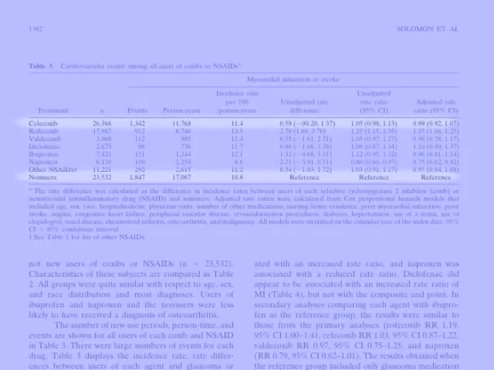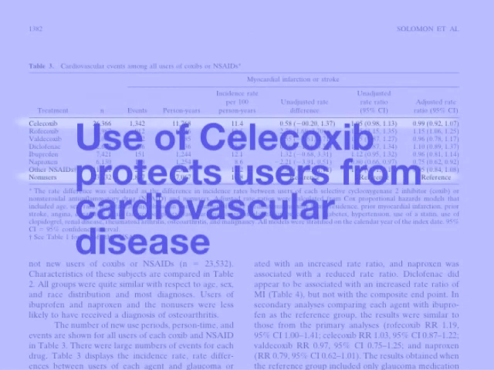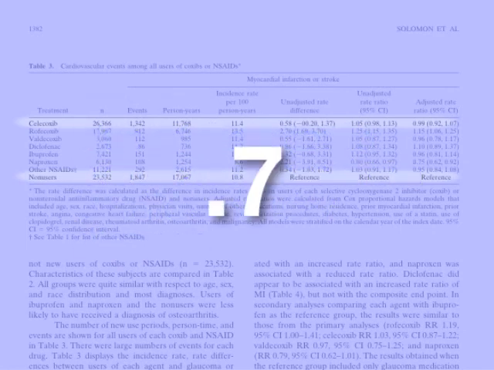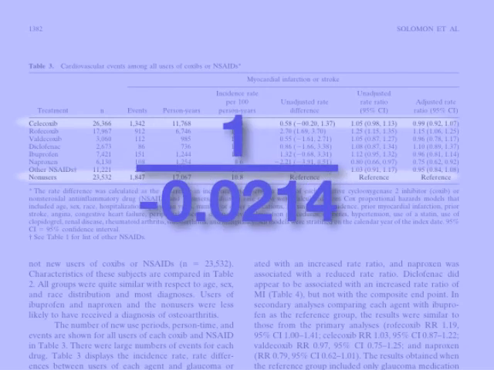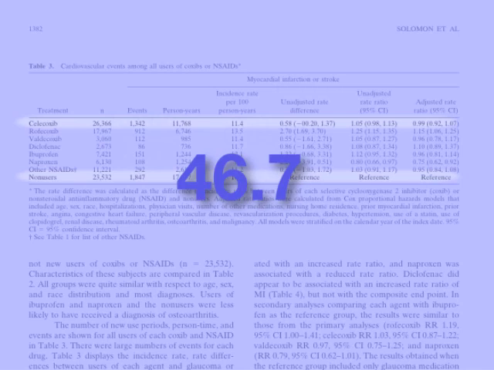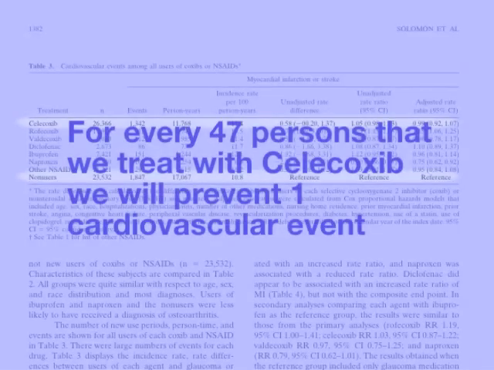These both suggest that use of celecoxib protects users from cardiovascular disease. Users had 0.7 times the risk of a cardiovascular event as did non-users. We can use the risk difference to calculate a number needed to treat, which is 1 over 0.0214, which equals 46.7, suggesting that for every 47 persons that we treat with celecoxib, we will prevent 1 cardiovascular event.